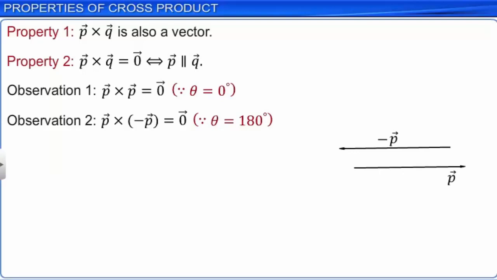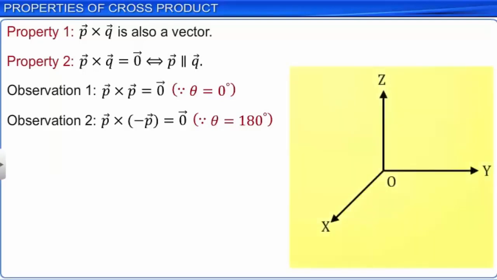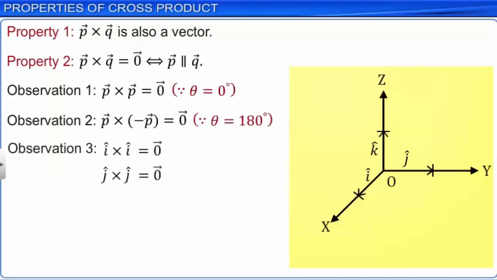You already know that unit vectors along the x, y and z axis of a three-dimensional coordinate system are denoted by unit vectors i, j and k, respectively. From the discussion so far, it follows that the cross products of unit vectors i, j or k with themselves is a zero vector.